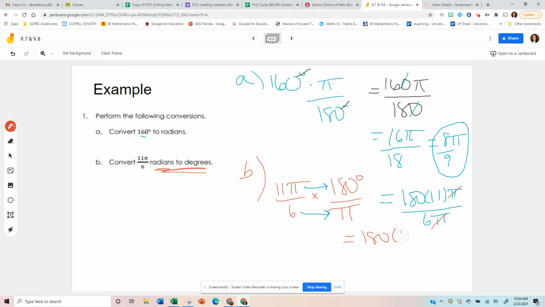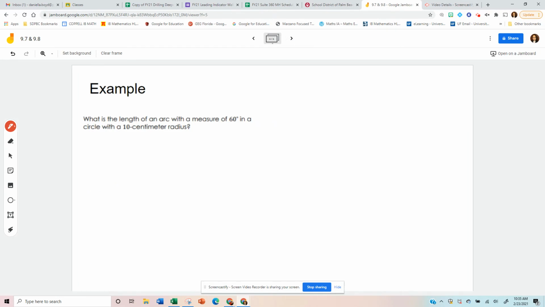So now we are left with 180 times 11 divided by 6. 180 and 6 actually go into each other. Like 18 divided by 6, they divide out. So this actually turns into the following. Okay, and remember this is a degree. So this 30 times 11 is 330, which means that this turns into 330 degrees. So 11 pi over 6 is the same as 330 degrees. Super fun. Okay, so you have to know which way you're converting in order to know what you're multiplying.